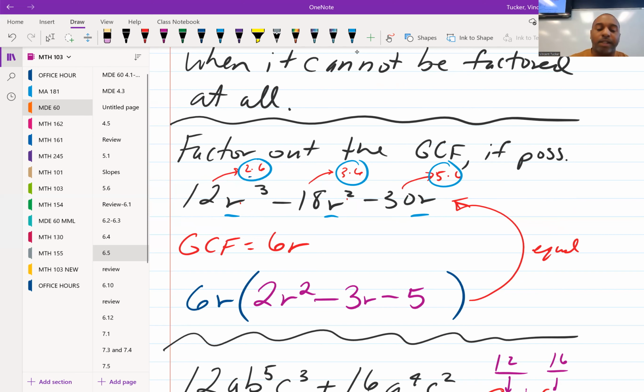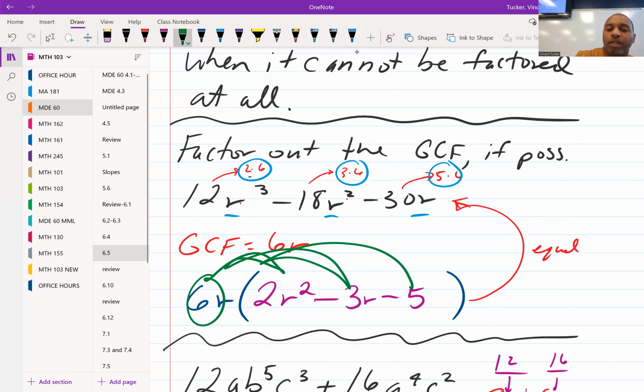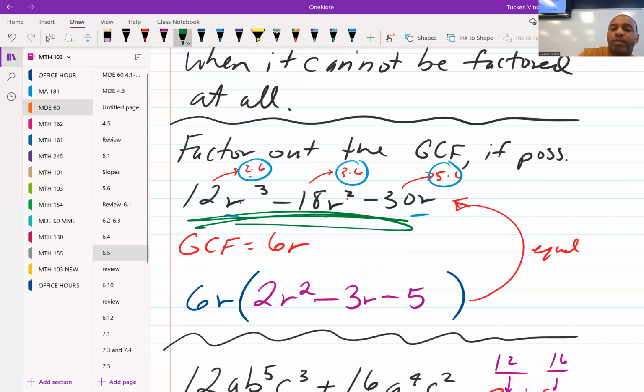The same thing with 18. Pull 6 out of 18, you're left with 3. And we had r squared, so then you're left with 1r because the other r is out here. And then for the 30r, if I take the 6 out of 30, in reference to multiplication, I'm left with 5, and then 1r was here, so that r is out front. So when I take this 6r and multiply it to each one of these terms, I'm going to get the original expression. And once again, you can always check that to make sure your factorization is correct.